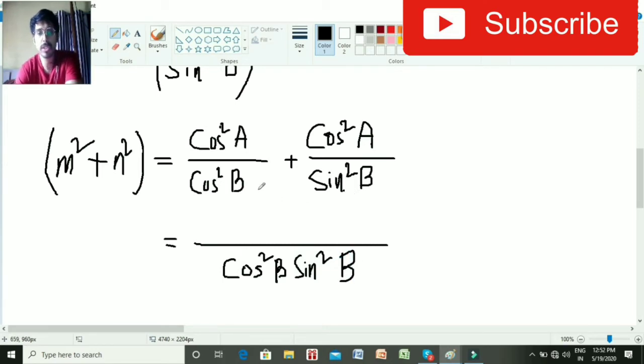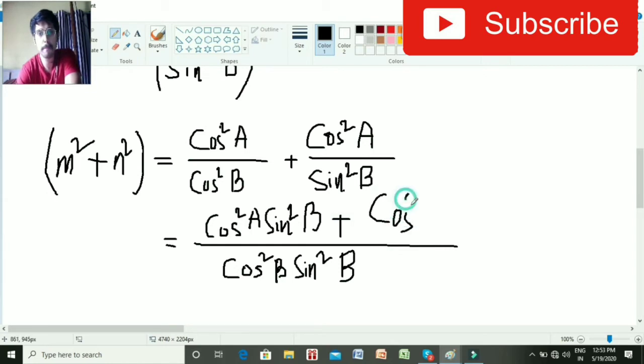Now we just need to find the numerator. So numerator will be cos square A into, for this one it will be cos square A into sin square B, plus cos square A into, so here it will be cos square B.